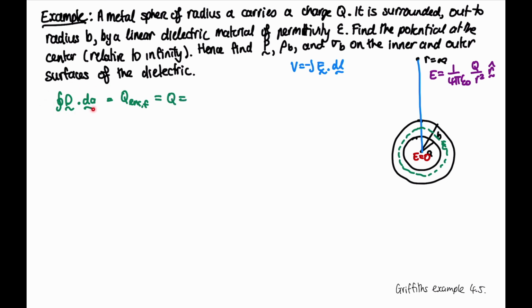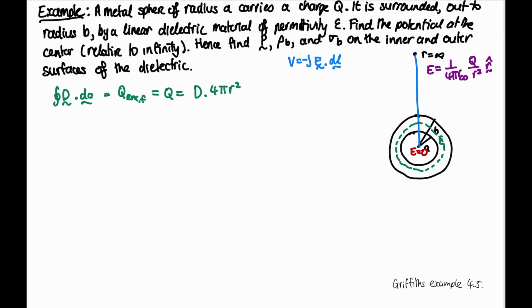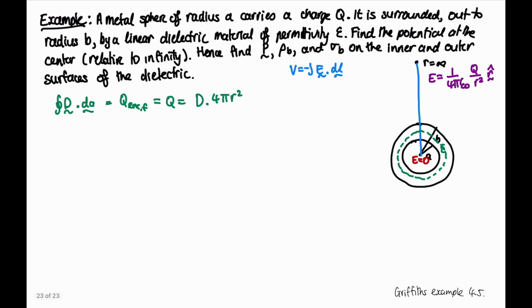Because of the spherical symmetry, we can pull the displacement out the front, and then that's going to be times the surface area of that sphere, which is 4 pi r squared. So this allows us to write that the displacement is equal to Q over 4 pi r squared. And then if we think about directions, these are going to be parallel to each other, so this is going to be in the radial direction. To make that a vector, we just need to add our little radial vector there.